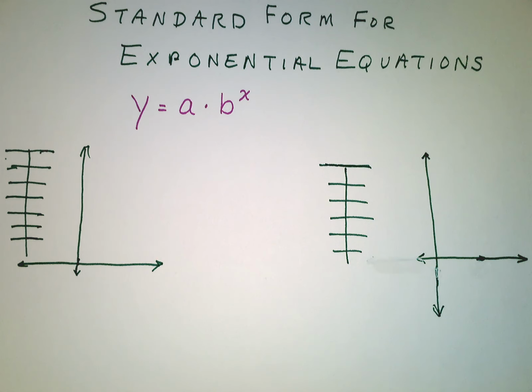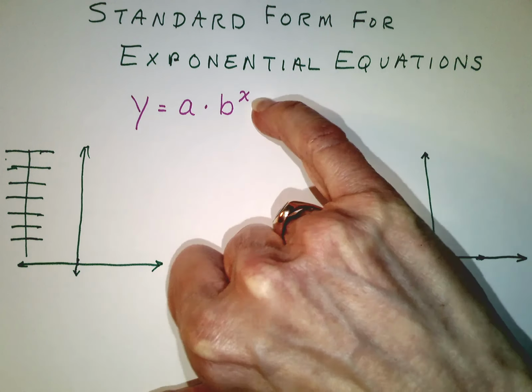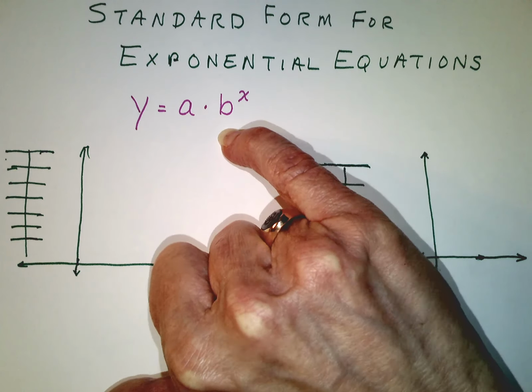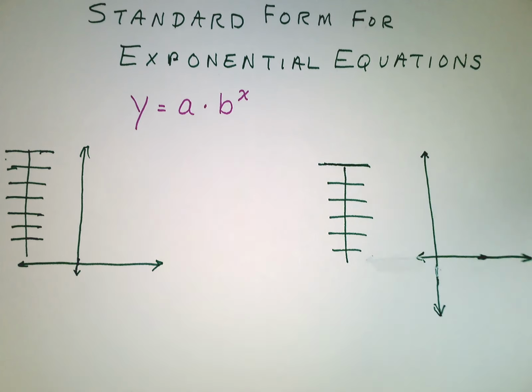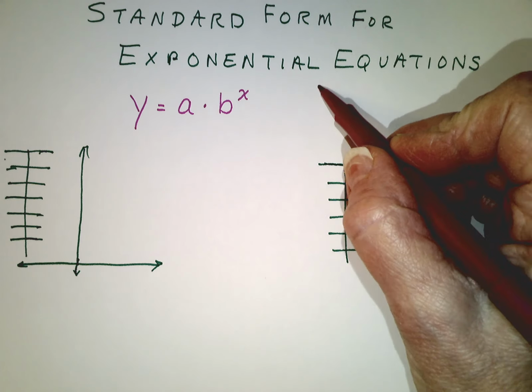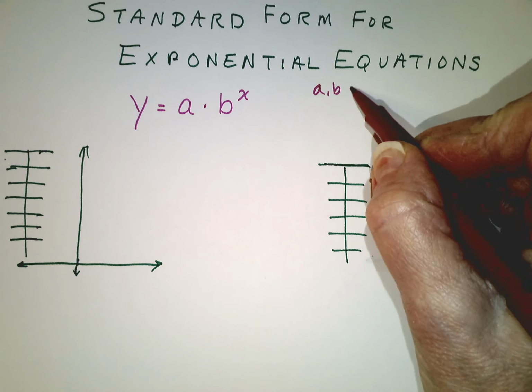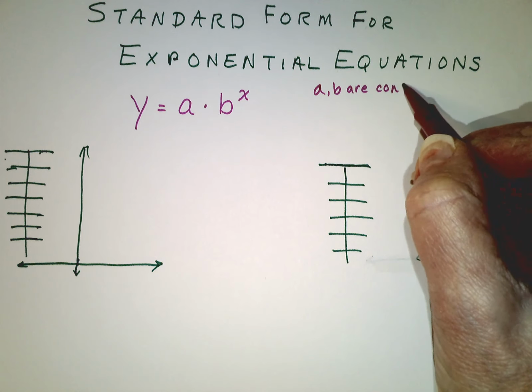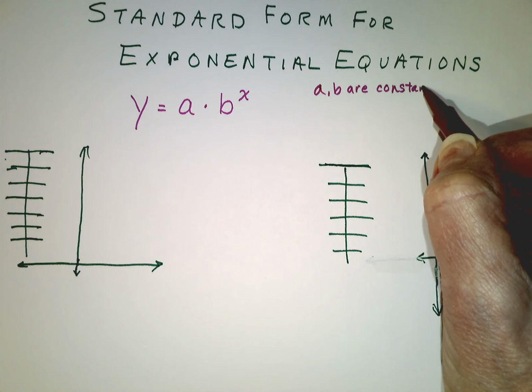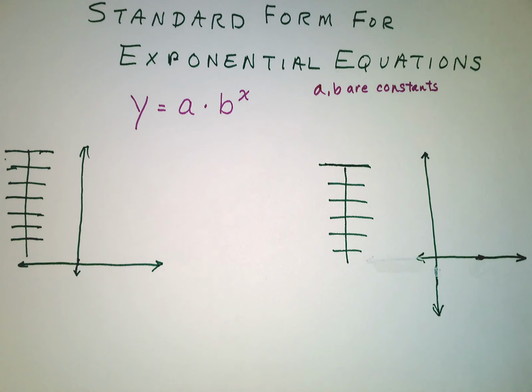The last slide reminded us about the basic equation for exponential functions. The exponent is going to keep changing, the base is a constant number, and we allow a constant multiplier out front also. They do say that a and b are constants. They are not variables. Just the x and the y are variables. And we have a few other restrictions.